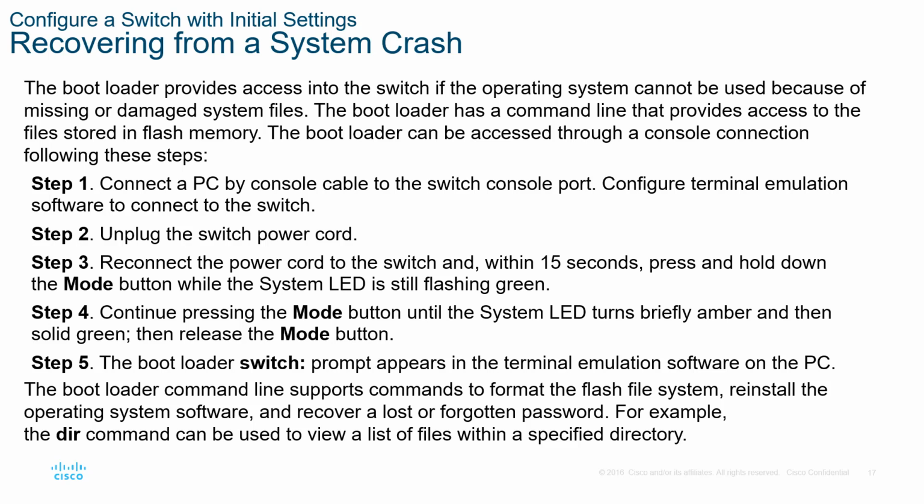Step 4, continue pressing the mode button until the system LED turns briefly amber and then turns solid green. That will let you know to actually release the mode button. Step 5, the bootloader switch prompt will appear in the terminal emulating software on the computer. The bootloader command line supports commands to format the flash file system. It will also let you reinstall the operating system. It will also let you recover a lost or forgotten password, for example.